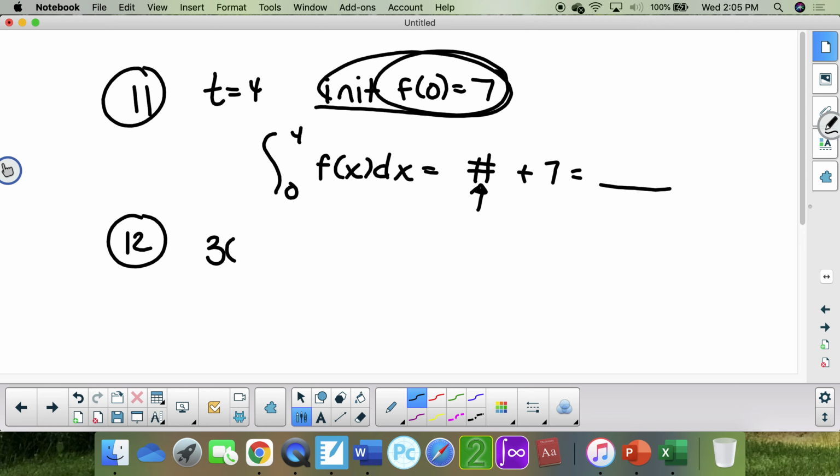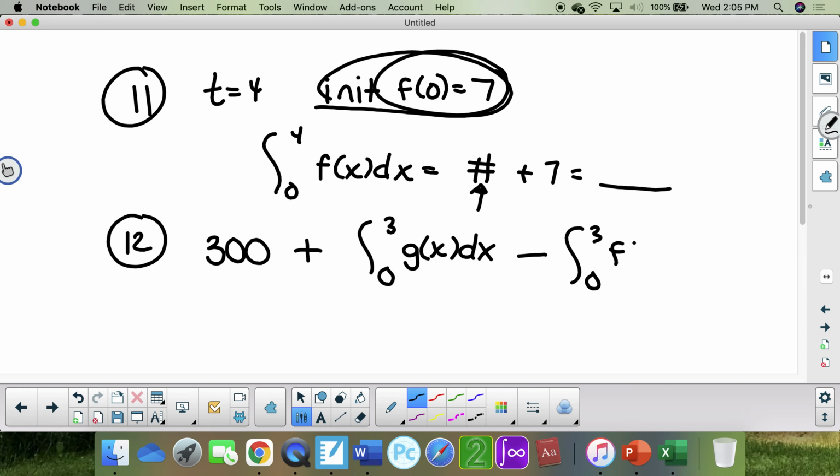Well, first of all, the initial started with the 300 plus. That's just like this number 7 right here. You have to have 300 in your problem. The rate at which water flows in from 0 to 3 is g of x. And it flows out, which would make it a negative, right? It's flowing out, 0 to 3 f of x. And that would be the answer. You have to start with 300 because that's what you started with.